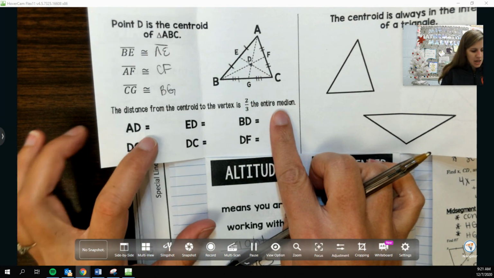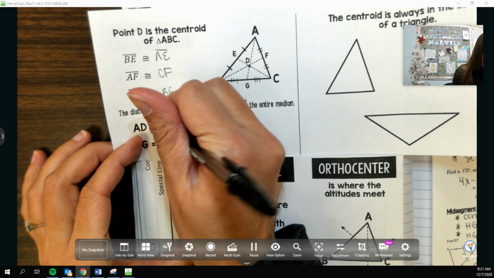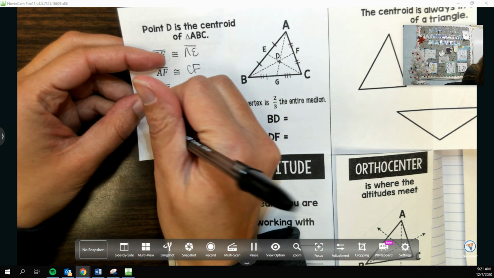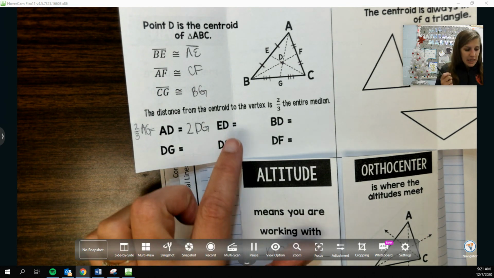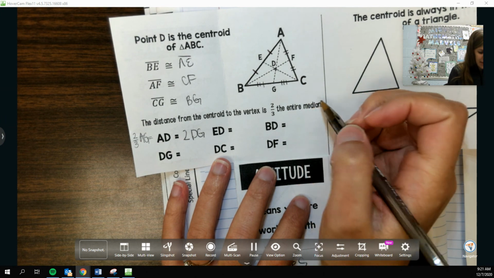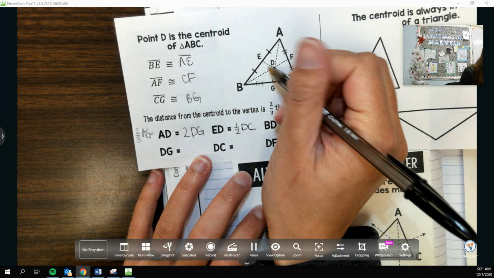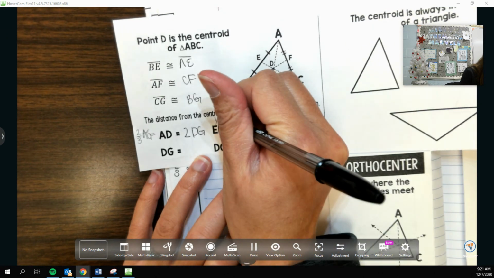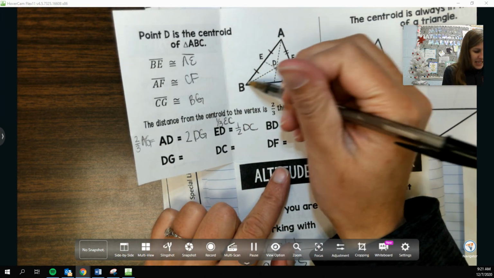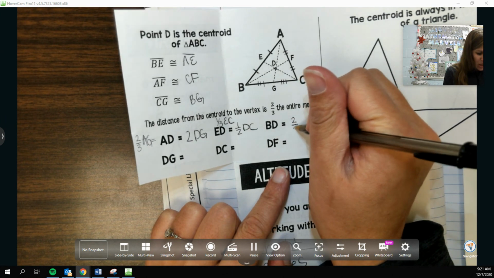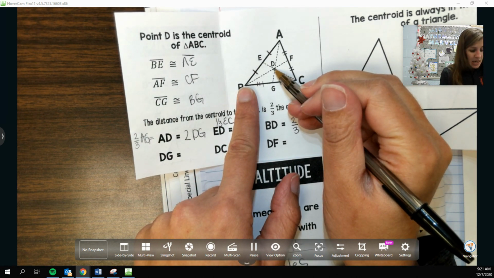But we can also think of it another way. So AD would be double DG, or I can think of it as two thirds of AG. So different ways to think about it. ED would be half of DC. So if I took half of DC, I could get ED. Or another way to think about it is that it's the smaller piece, so one third of EC. So two different ways to think about it, depending on what information I'm already given. BD, since that's the longer piece, is two thirds the entire thing, BF. Or again, I could think of this as double DF.